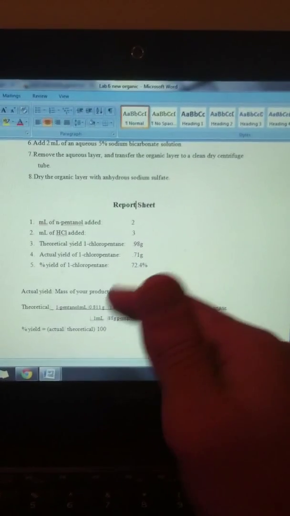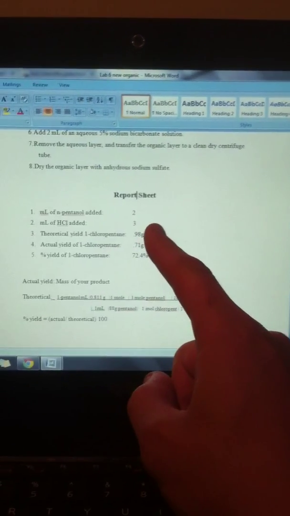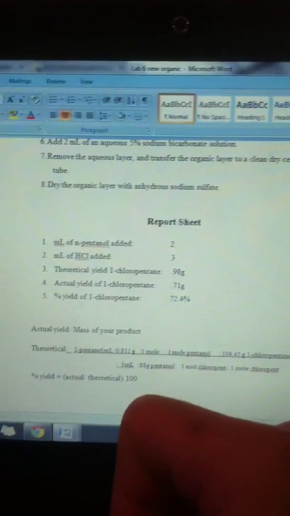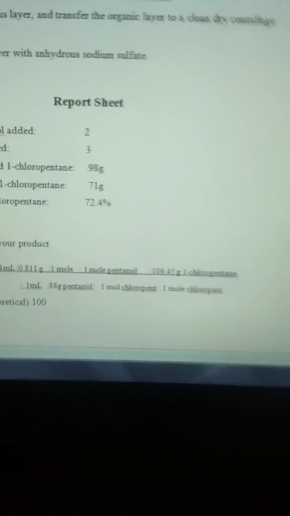Lab 9 was basically taking 1-chloropentane and mixing it with hydrochloric acid. We wanted to know the mechanism that it was going to undertake, and then outline that. So some of my results: we used 2 milliliters of the pentanol and 3 milliliters of our hydrochloric acid. Our theoretical yield formula was actually given to us.